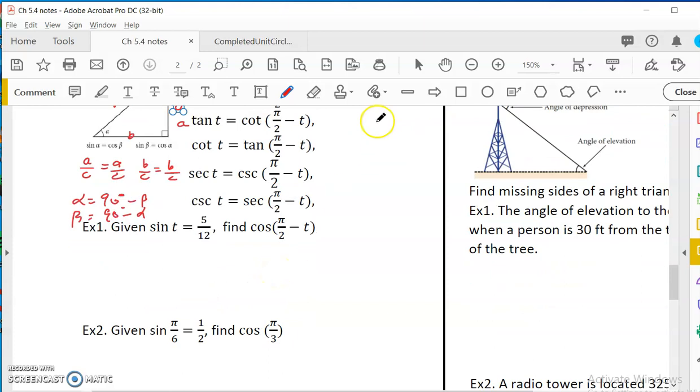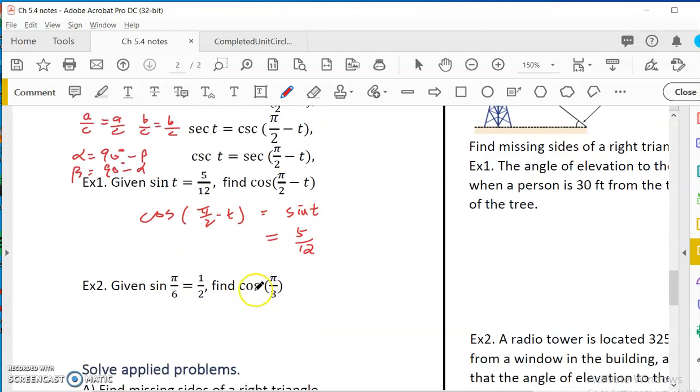So for example, if I have sine t equal to 5 over 12, what is cosine of pi over 2 minus t? It's exactly the same because of the cofunction identity. So cosine of pi over 2 minus t is equal to sine t. They're complementary, and their sine and cosine are exactly the same. So it's equal to 5 over 12.